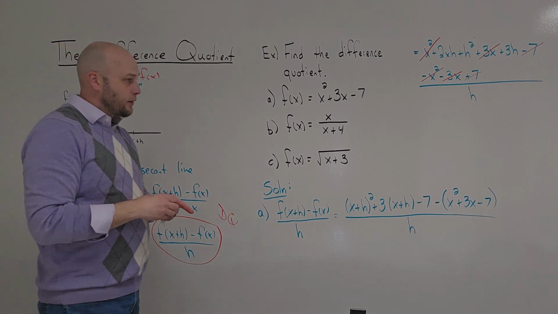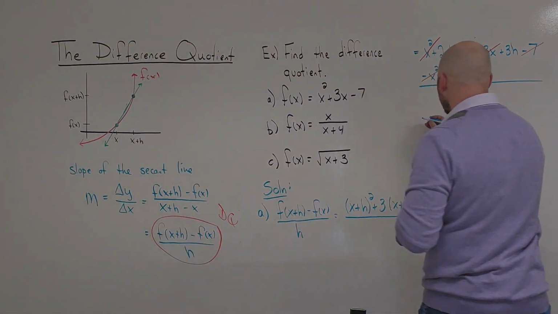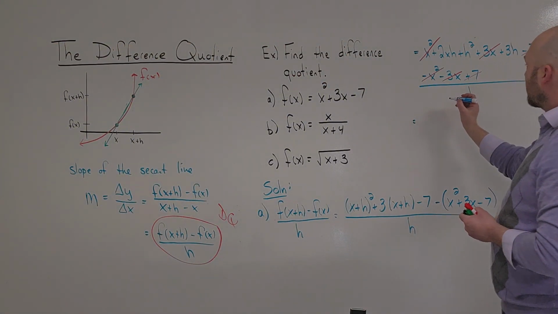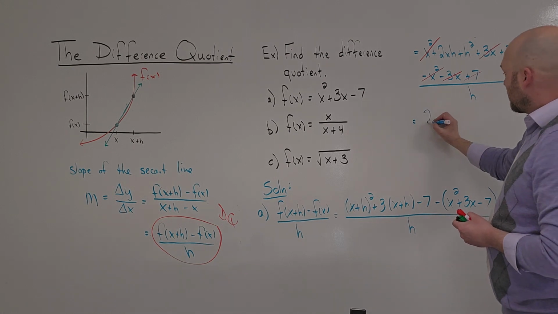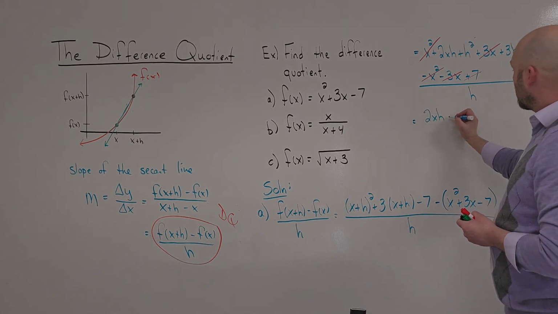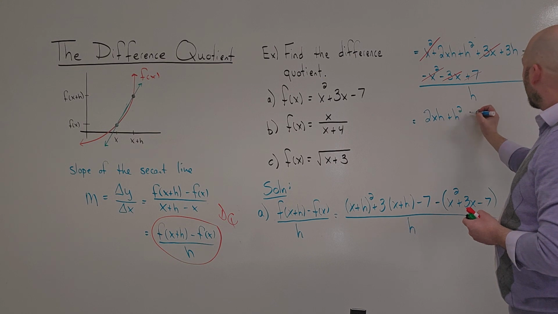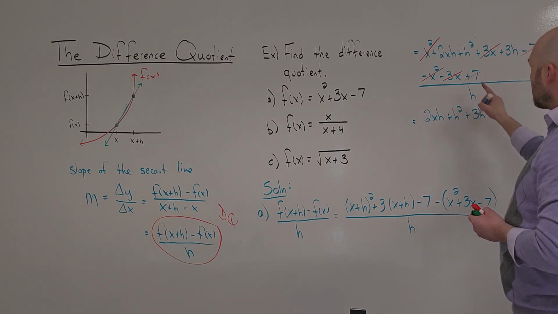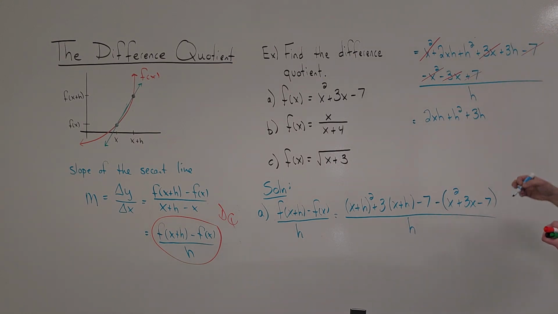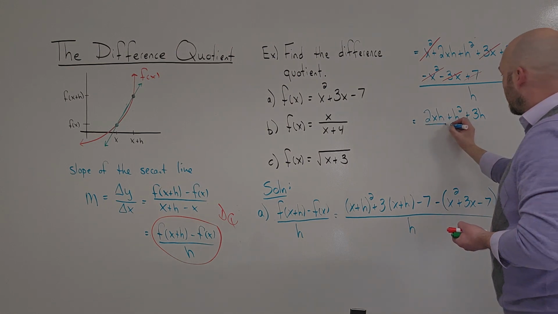Okay? Now let's rewrite this and clean up what we have. My numerator now consists of 2xh plus h squared plus 3h, so that would be this term, and this term. Those are the only ones that are left, divided by h.